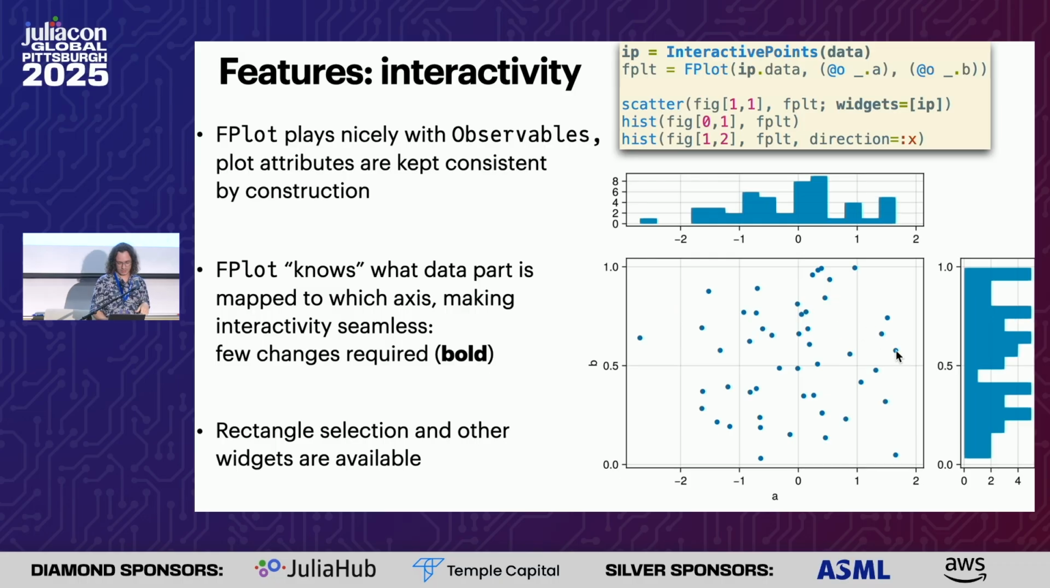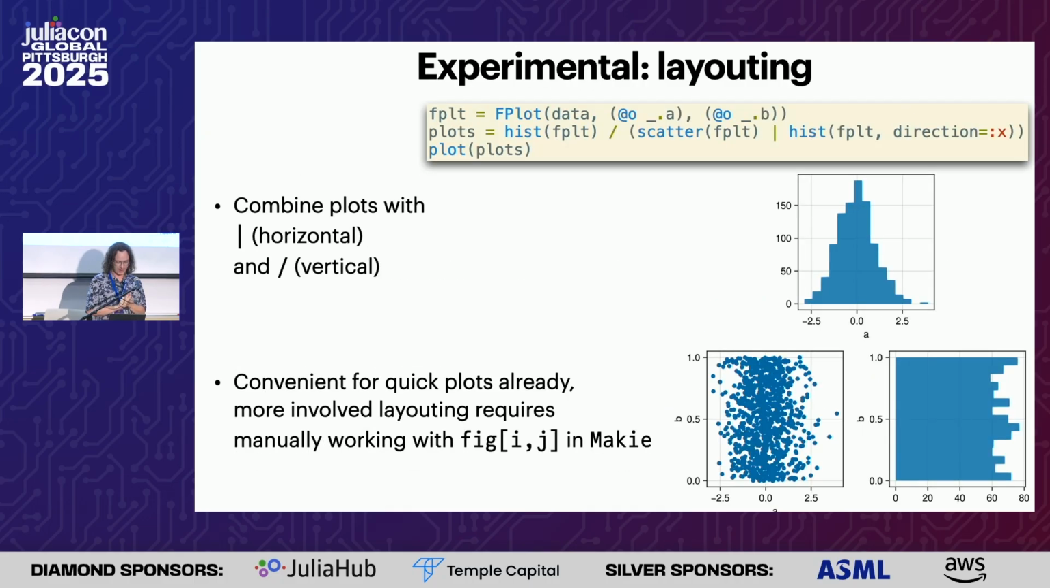And for a quick glimpse of some experimental functionality that is still work in progress. First of all, it is more convenient layouting. Makie has a very rich system for layouting different plots, but for quick inspection plots, exploratory plots, it may be a bit overwhelming. So here, inspired by ggplot, I created two operators to combine plots horizontally and vertically, and it's easy to create some quick and simple layouts.